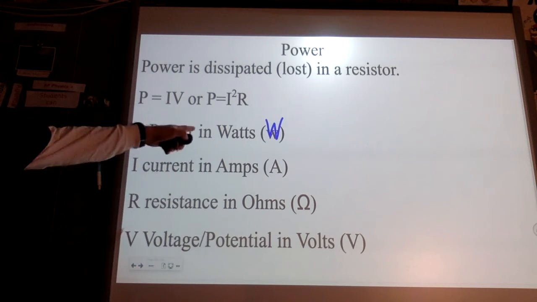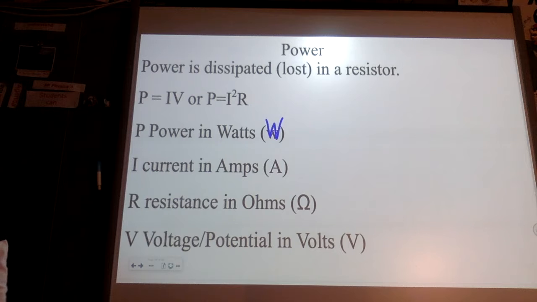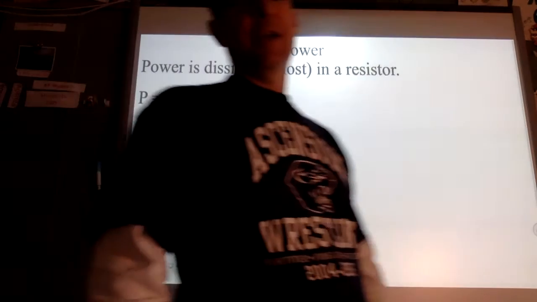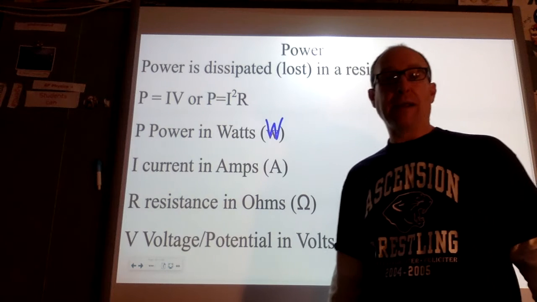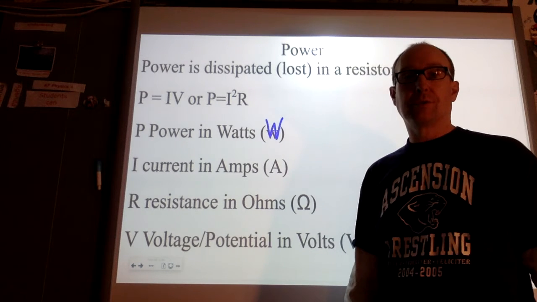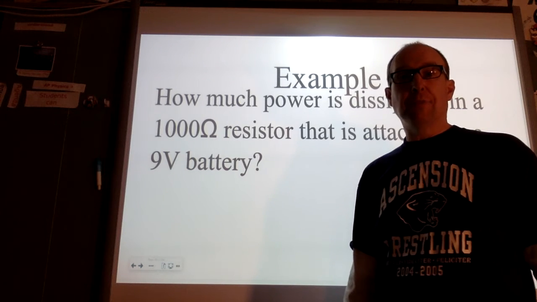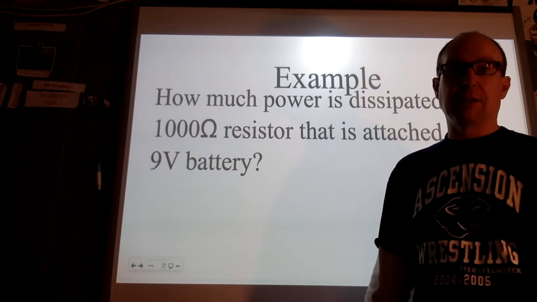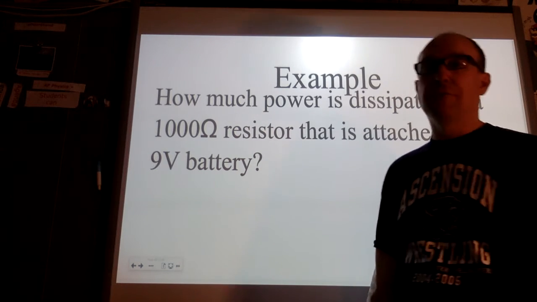This is the same as it was in Newtonian mechanics when we calculated power. Current is going to be in amperes. Resistance is going to be in ohms. Our voltage or our potential or our EMF is going to be in volts. All right, so how much power is dissipated in a 1,000 ohm resistor that is attached to a 9-volt battery?